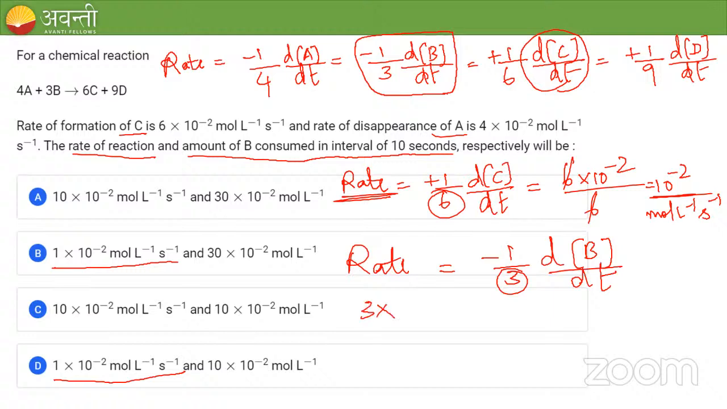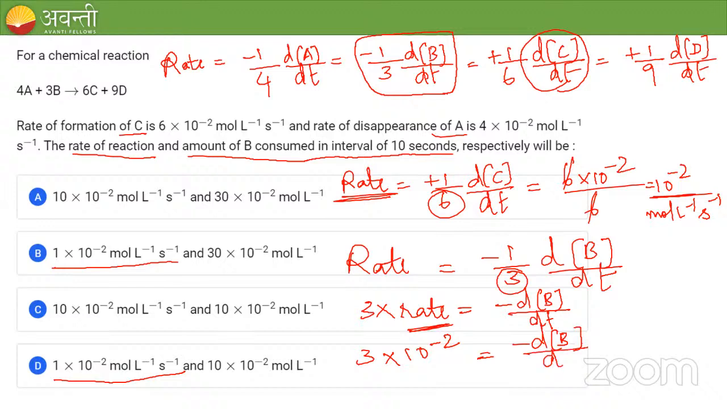The rate of the reaction is equal to minus dB by dt. So what is the rate of the reaction? 10 into 10 power minus 2. So 3 into 10 power minus 2 is equal to minus dB by dt. And now we have to find out the amount of B consumed after the interval of 10 seconds.